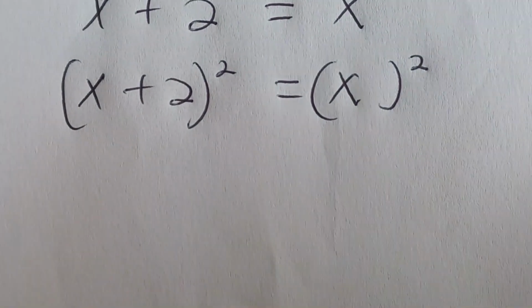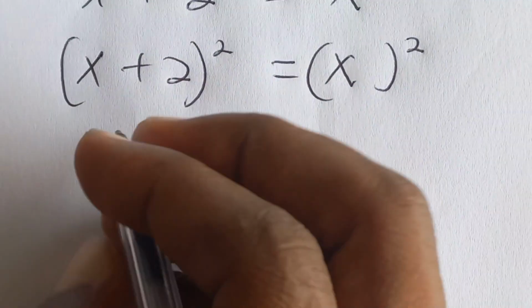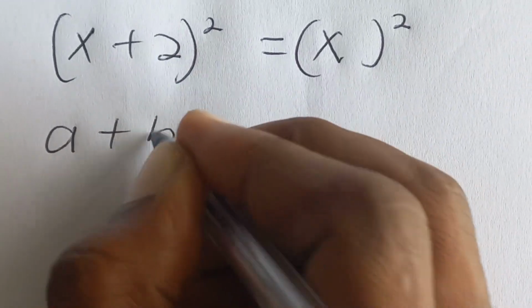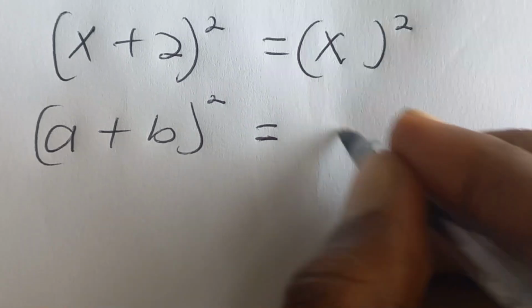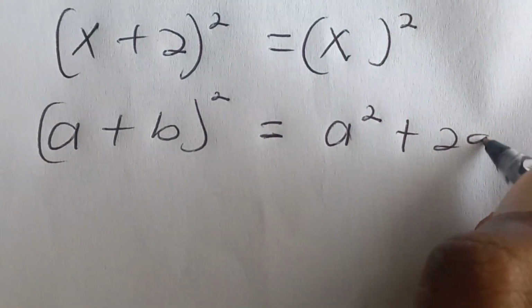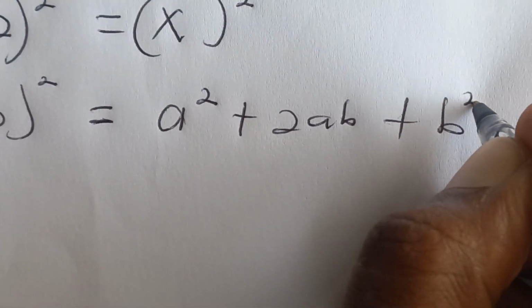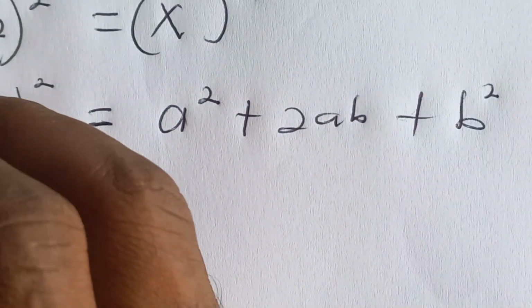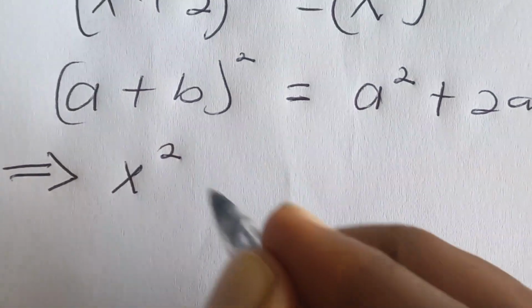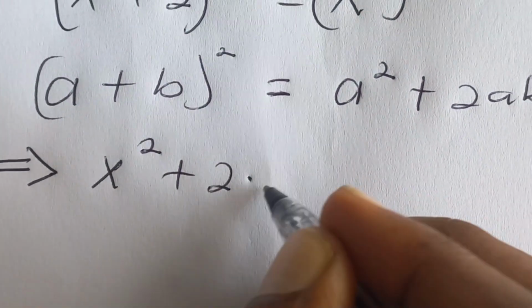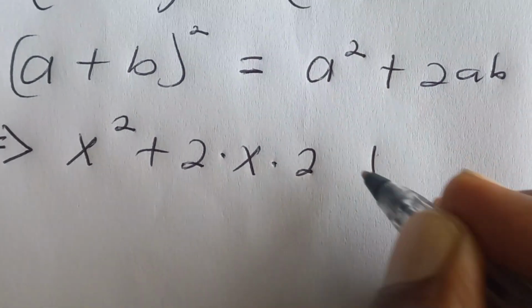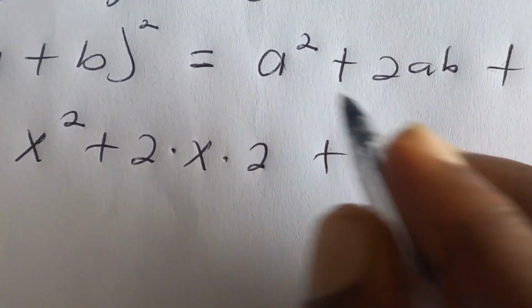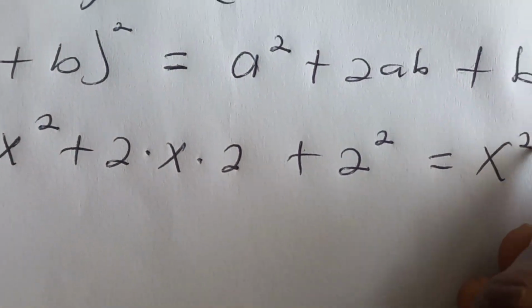And then when you come to algebra, we have (a plus b) all squared, this expression giving us a squared plus 2ab plus b squared. Now, so our equation now becomes x squared plus 2 multiplied by x multiplied by 2, plus 2 squared, which is equal to x squared.